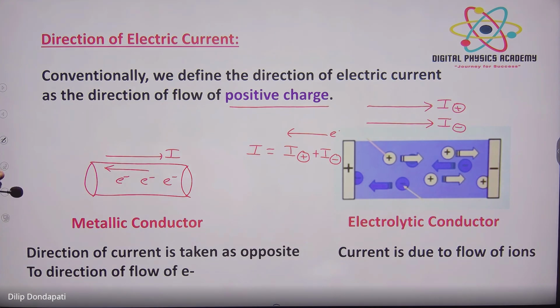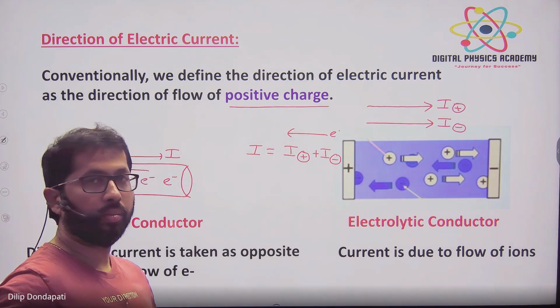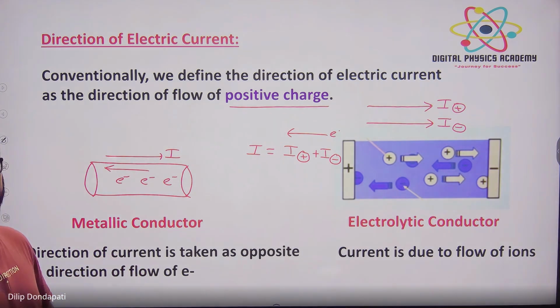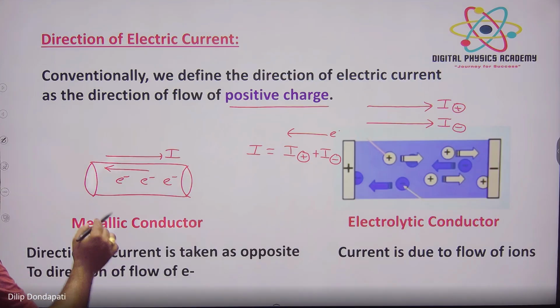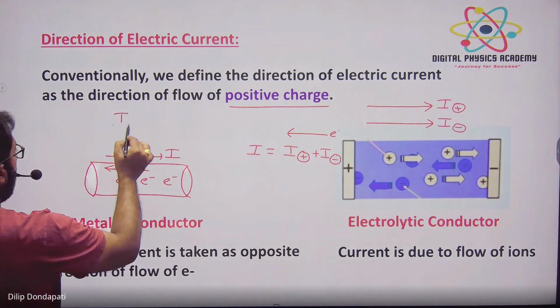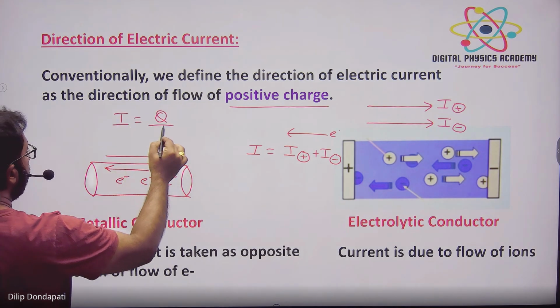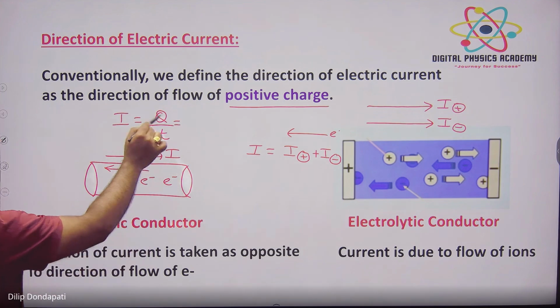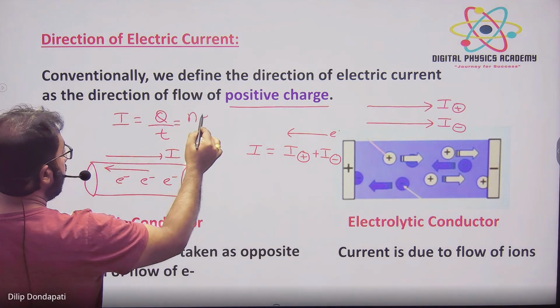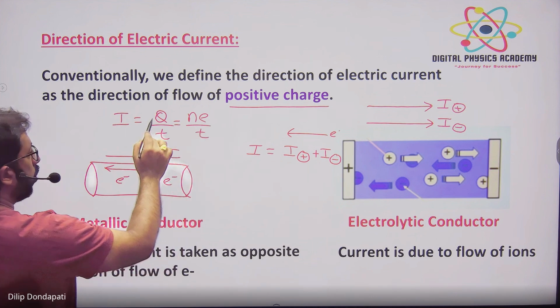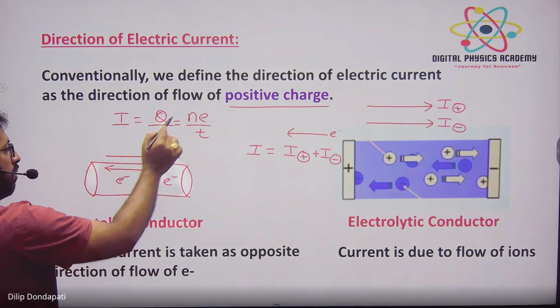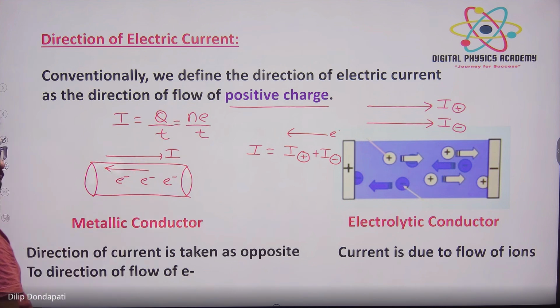And the charge of an electron, you know how much it will be? 1.6 into 10 power minus 19. So this formula will also be helpful for you. I is equal to Q by T, right? And Q is nothing but NE, so I is NE by T, because the total charge in the conductor is nothing but the number of electrons into the charge. Total charge will come as NE by T.